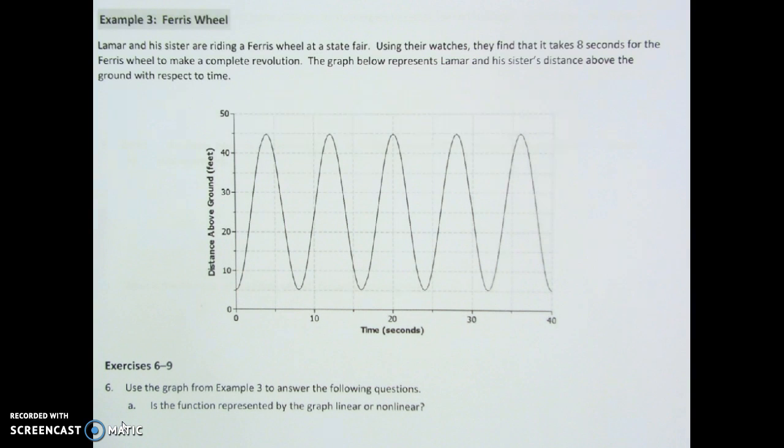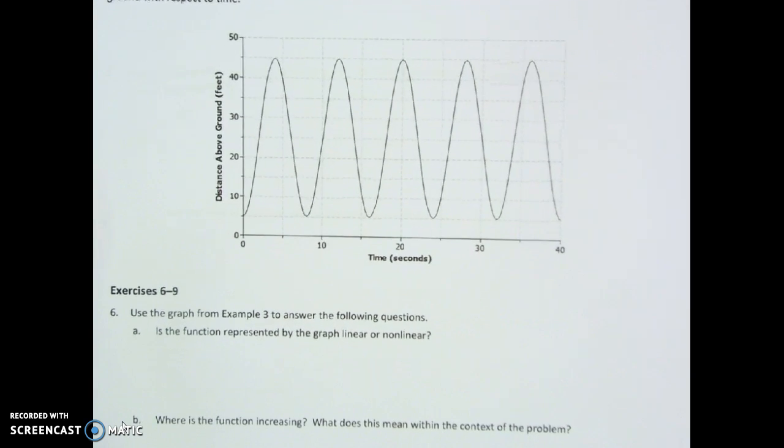All right, so this is Lamar and his sister riding a Ferris wheel at a fair, and they measure and record that it takes 8 seconds for the Ferris wheel to go around one complete revolution. So this is the graph of the distances above the ground according to the time. So what we're going to do is take a look at this a little closer.